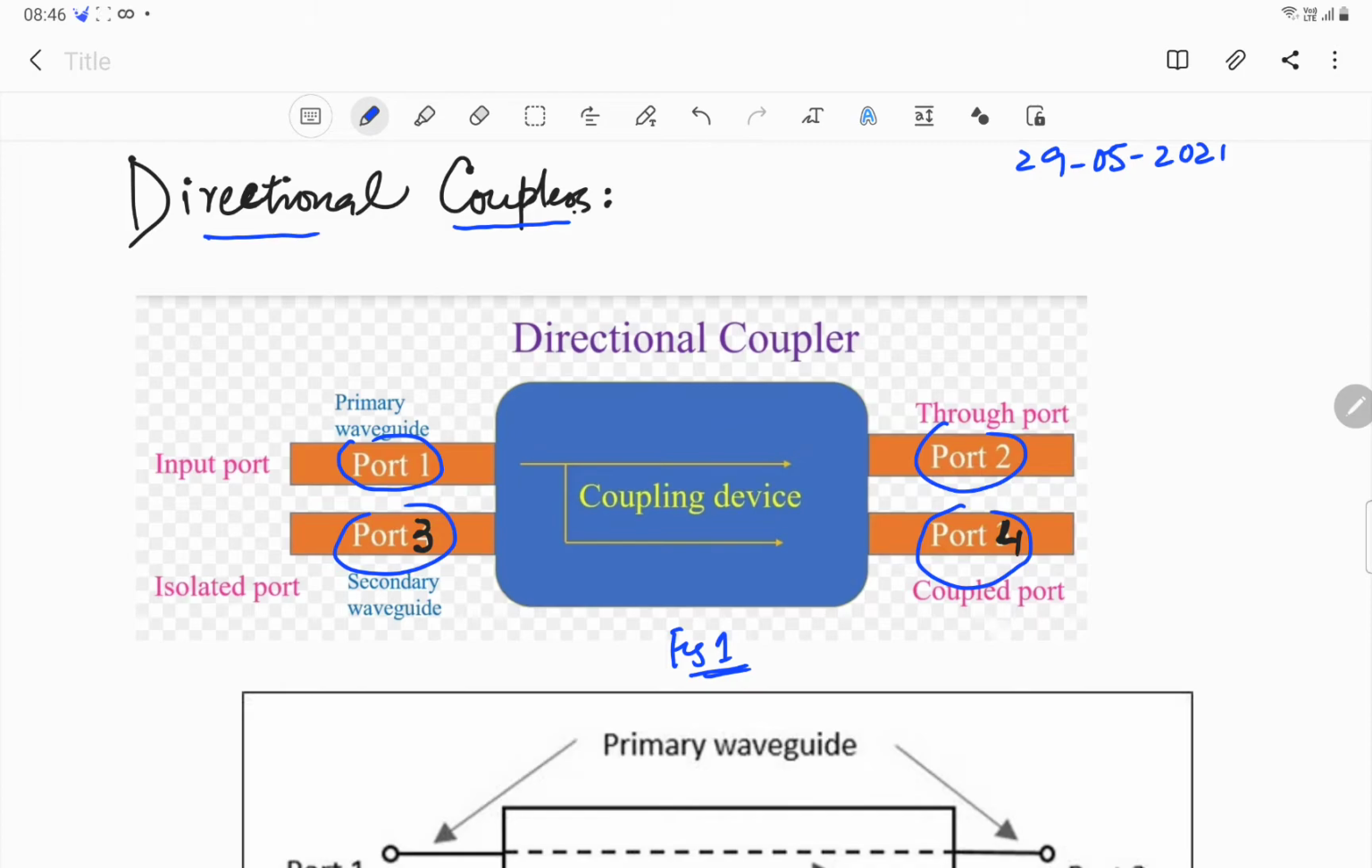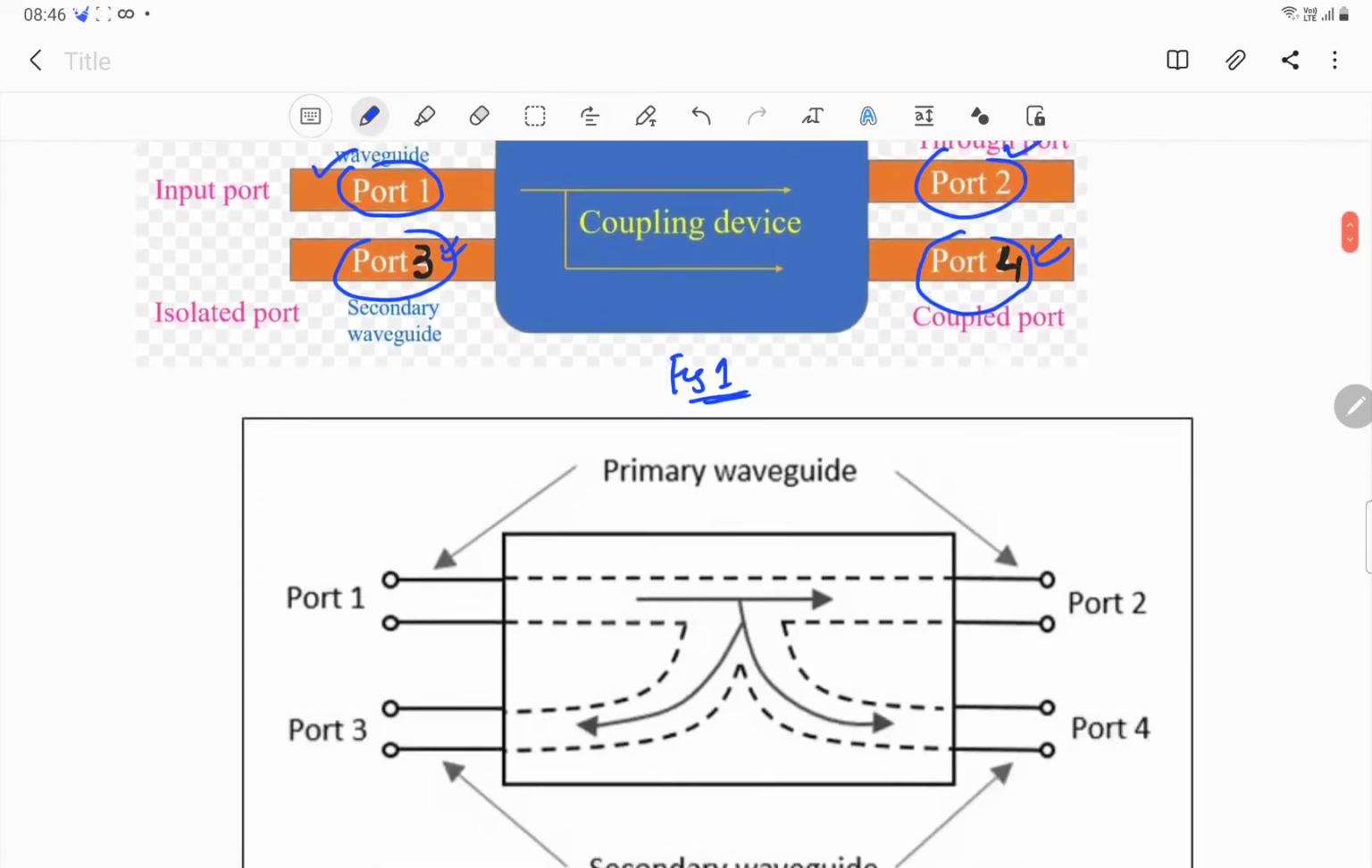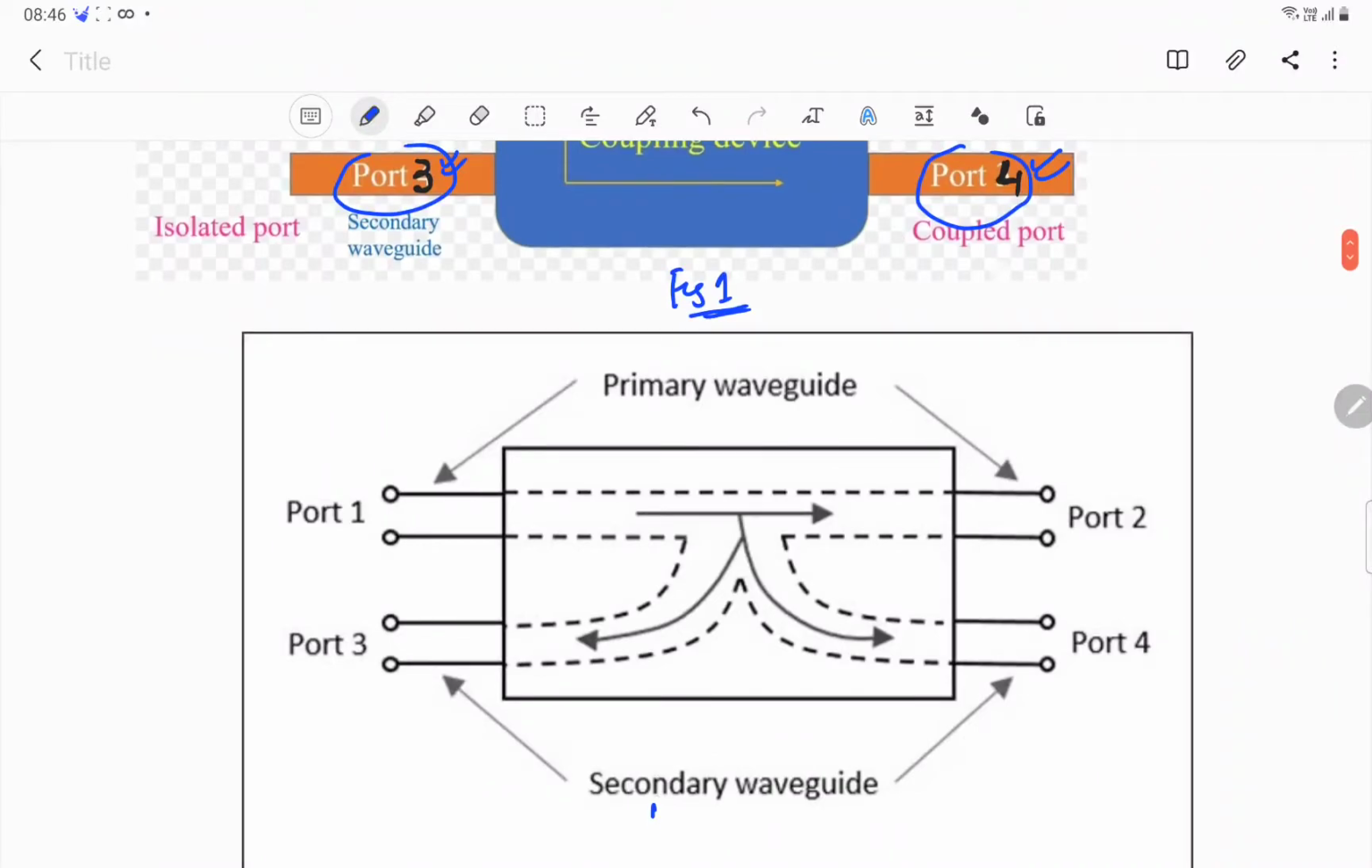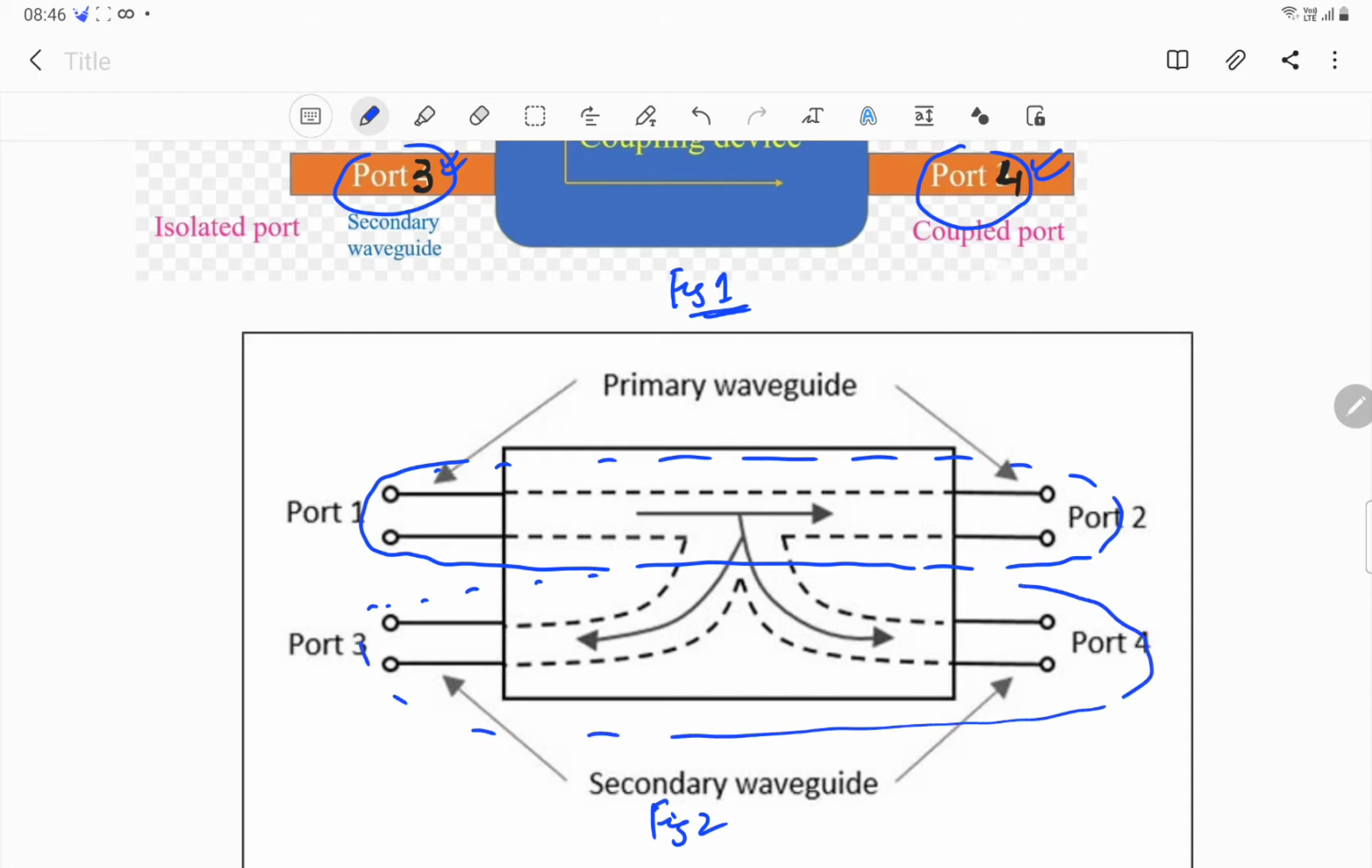So it is a 4-port waveguide junction consisting of a primary waveguide. Ports 1 and 2, for example, correspond to the primary waveguide, and ports 3 and 4 correspond to a secondary waveguide, as can be seen from figure 2. Ports 1 and 2, this is our primary waveguide, and ports 3 and 4 correspond to a secondary waveguide.